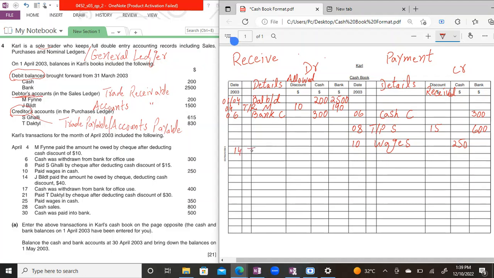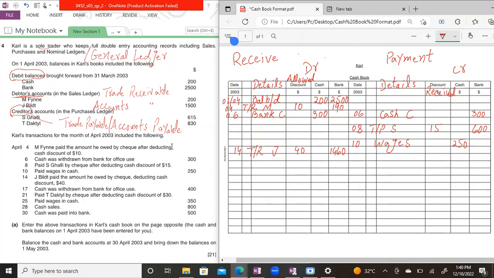So date 14, the business is again receiving the amount. So trade receivable, J, discount is, write the value here, $40. And total amount is 1500. So 1500 minus 40. In the bank, the business will receive 1460.